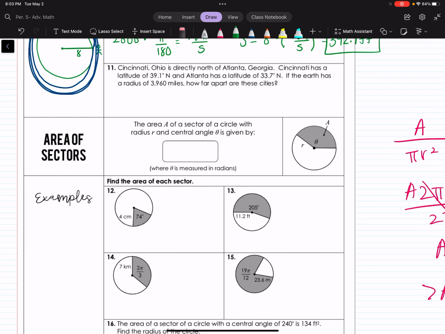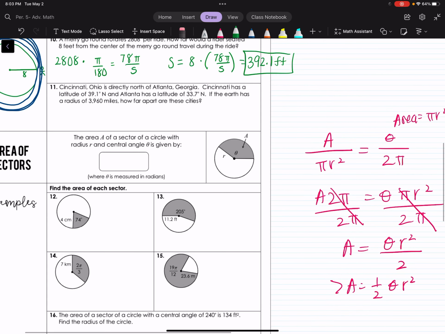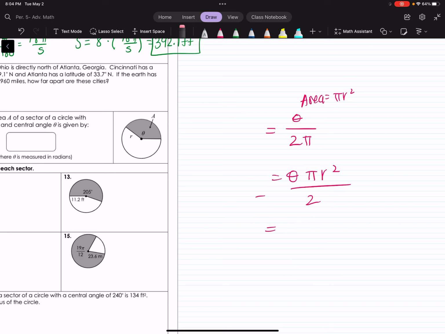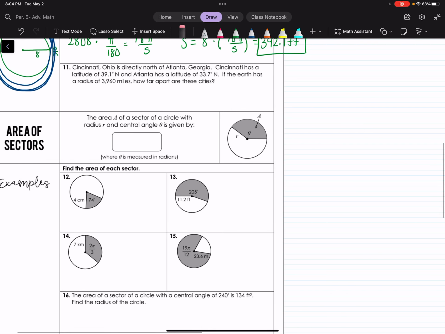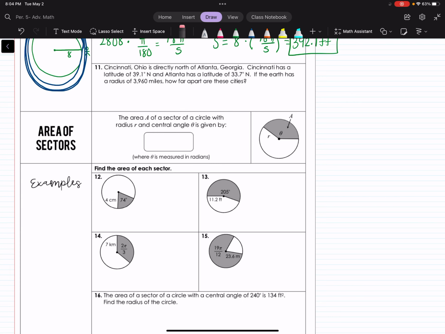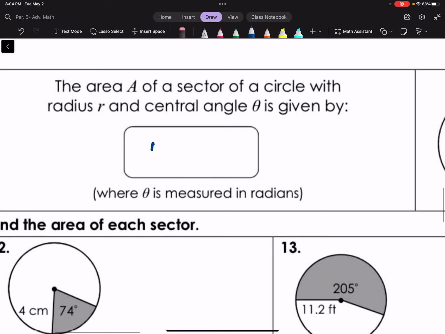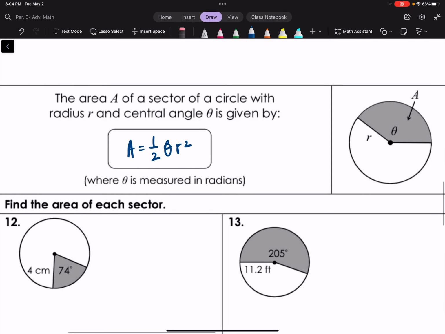area of sectors. So I actually had already done some of the algebra here off to the side. Because like I said, I even myself, I like to derive the formulas myself so that I don't have to memorize these things. So what is area of sectors? So pretty much the area A of a sector of a circle with radius r and central angle theta is given by this formula. It's A is equal to 1/2 theta r squared, where again theta is measured in radians.